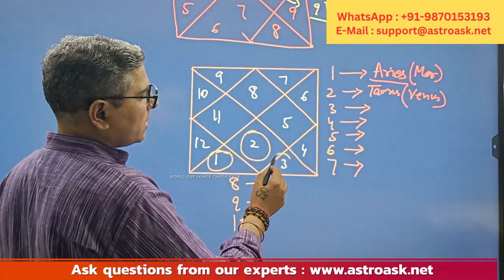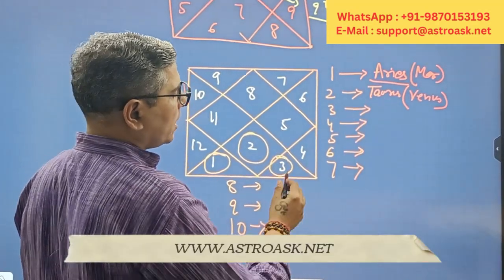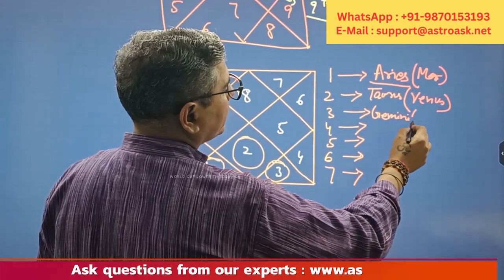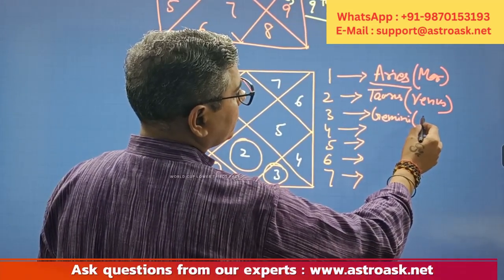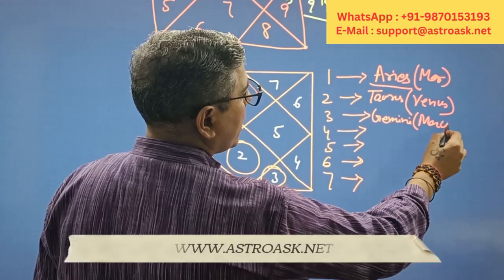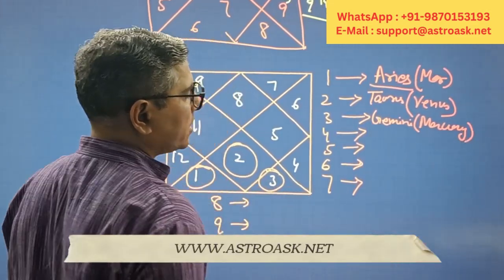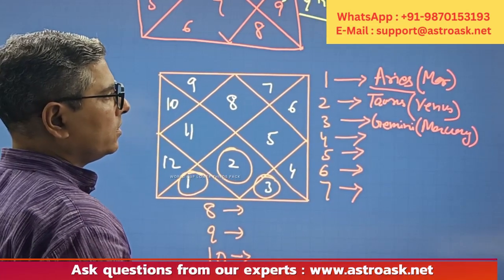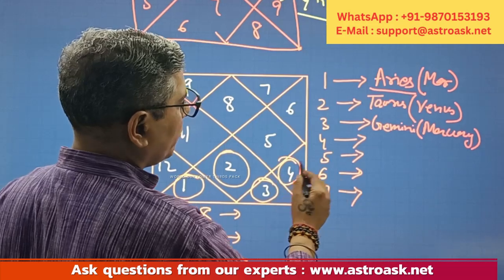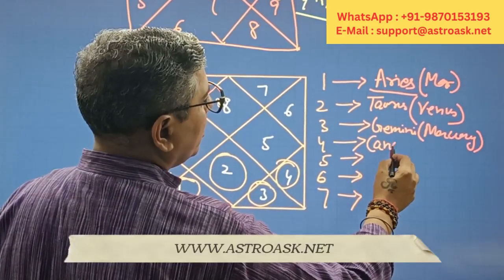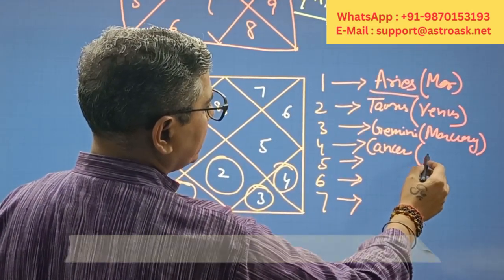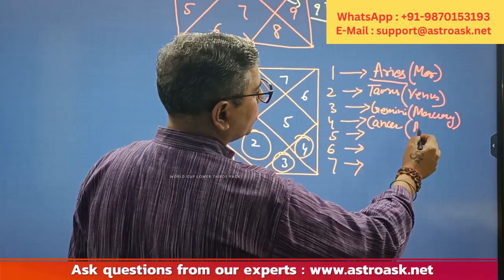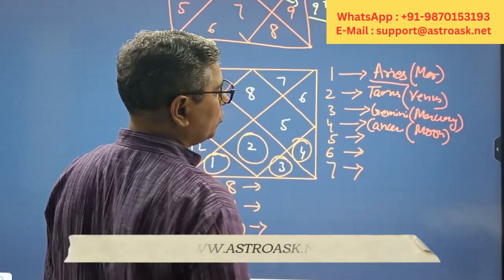Now number 3, which is the 8th house. This belongs to Gemini, and the owner is Mercury here. So you have to learn these things. These are the very basics, and to know Vedic astrology you should remember these. Number 4 belongs to Cancer. That means the lord of the 9th house here is Cancer, and the lord is the Moon.